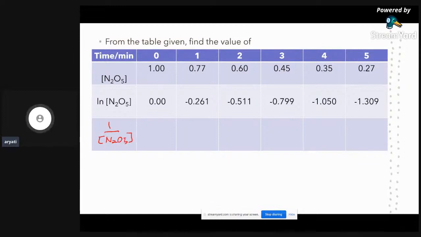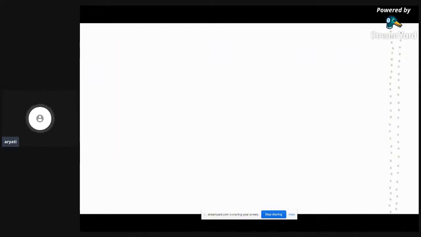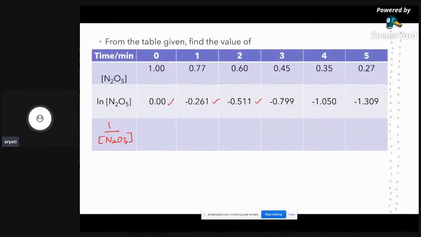Okay, so 0 is when ln 1, so we will get 0. Ln 0.77, we will get negative 0.261. Ln 0.6 is negative 0.511, and so on. Okay, after you get the data, so you will plot a graph. So kamu kena cuba-cuba. So kita kena cuba-cuba graph.